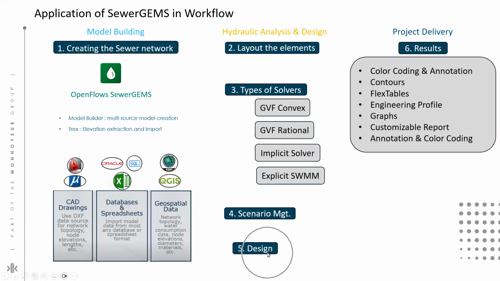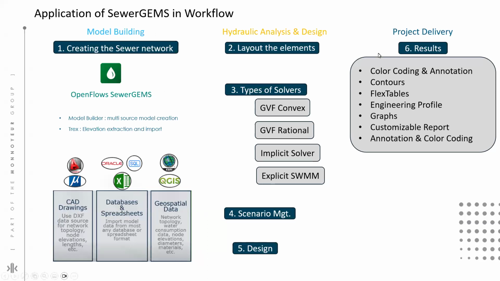Then if required, if you want to design your network, we can actually design our network also. Let's suppose you want to give the minimum or maximum slope value related to your pipe, or you want to give the minimum or maximum velocity. We can actually design that network as well within SewerGEM.